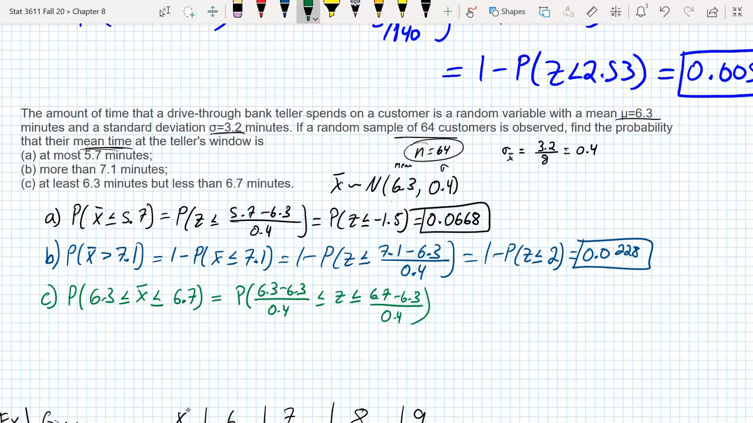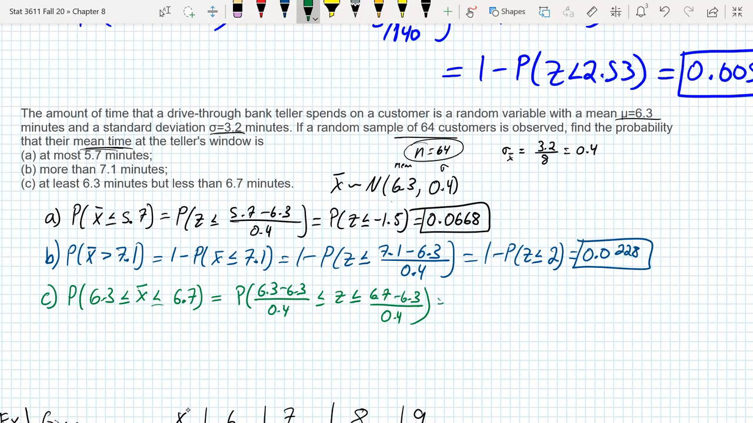And I should be careful here, because technically speaking, it's good to be detailed. At least 6.3 would include 6.3. Less than 6.7 is actually a strict inequality, but because we're talking about continuous random variables here, whether or not I include 6.7 isn't going to change the desired probability. If this was a discrete problem, we might have to be more detailed there. But because this is continuous, it doesn't matter if we include 6.7 or not.